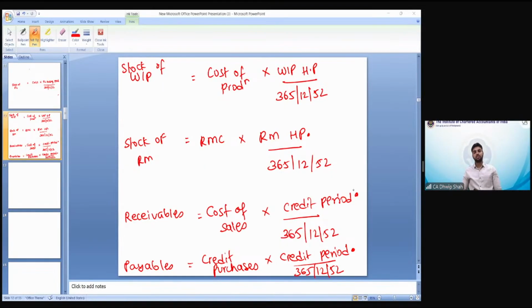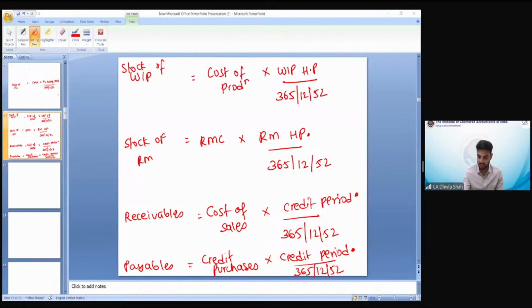Yes or no? So they are outstanding. This is nothing but outstanding wages and overheads for 1 month. Lag in payment of wages and lag in payment of overheads. Followed, the company normally keeps cash in hand to the extent of 20,000. So this is my cash and bank balance that is directly given in the question.